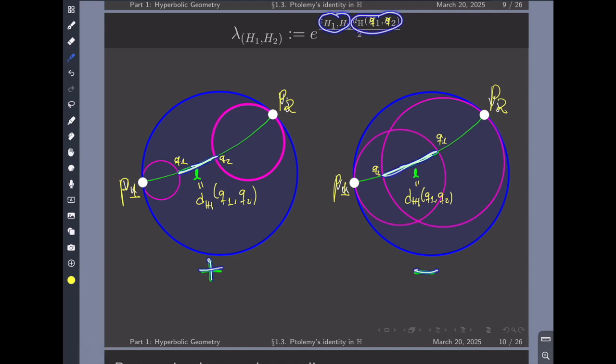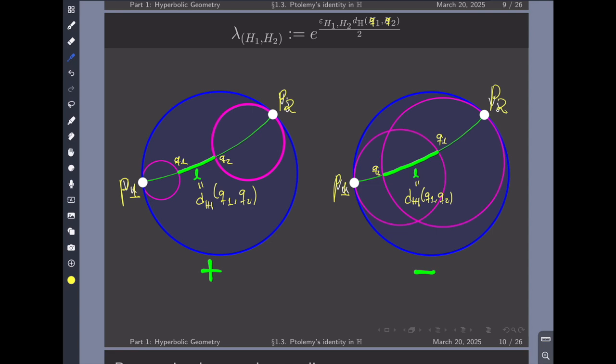So you see, it's kind of this signed distance. It's pretty much, you take the distance between the crossing points. You just take it with a sign that tells you whether the horocycles crossed or not. Do something quite simple, which is divide by 2, and do another simple operation, which is just take the exponential of that.